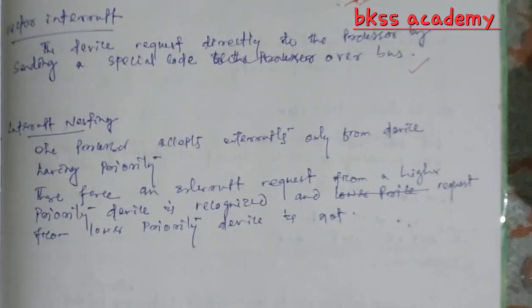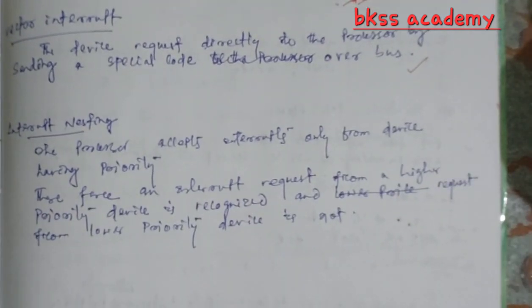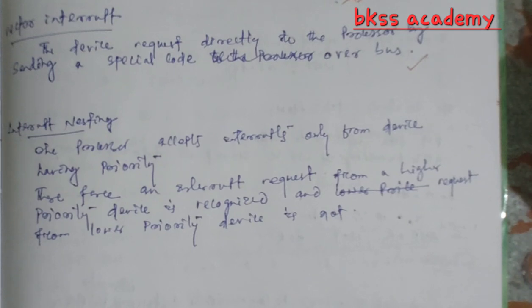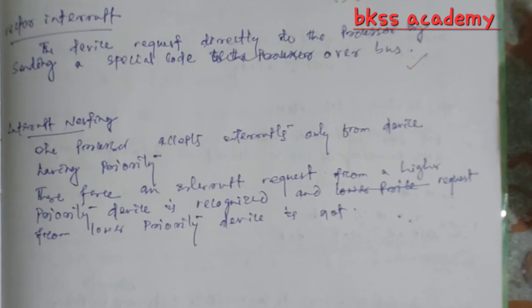Then the next one is interrupt nesting. The processor accepts interrupts only from devices having priority. Therefore, the interrupt request from a higher priority device is recognized, and a request from a lower priority device is kept in a waiting state or is not recognized.